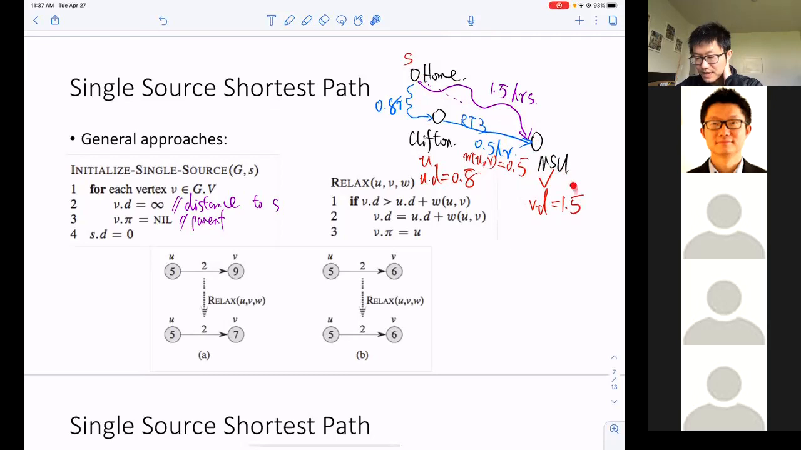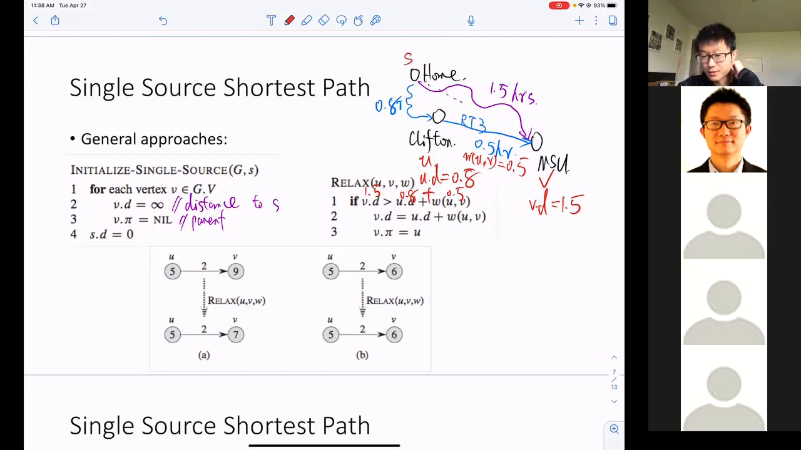So far the best route we know gives us a distance of v dot d as 1.5. And here is an alternative route that we just found, in which we make a detour at Clifton. The total distance of this detour is the minimum distance from the source node to U, which is 0.8, plus the time you spend directly on this road, 0.5, correct? Am I correct?